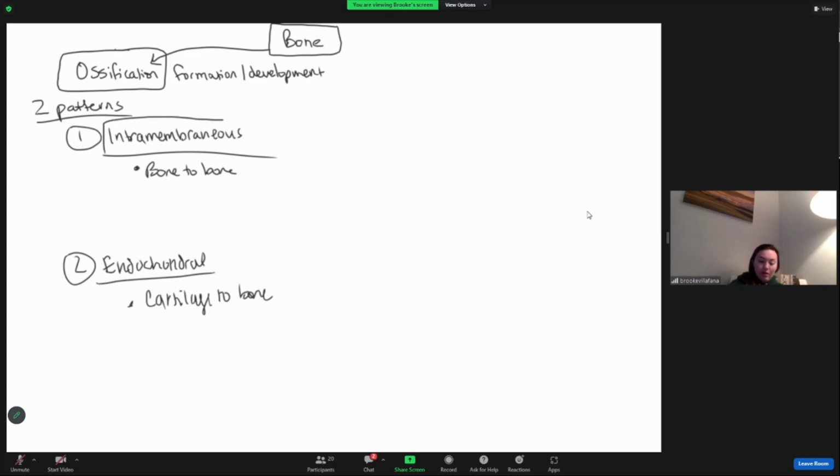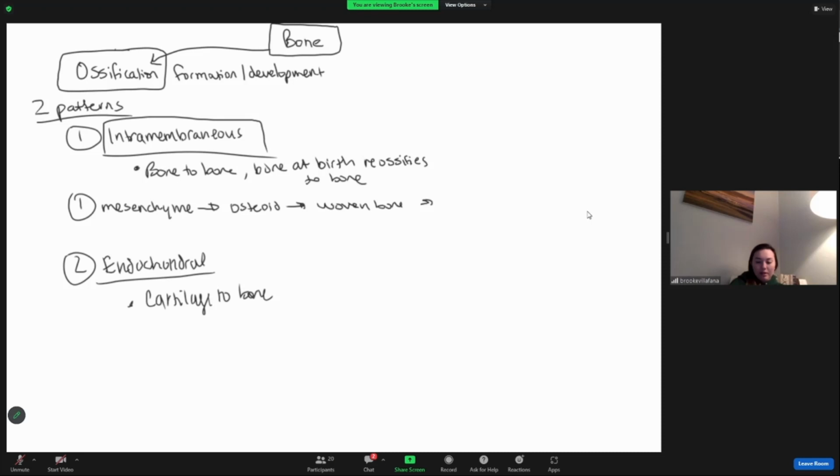So intramembranous ossification happens when bone reossifies to bone. This is when it's bone at birth, and then we're going to say it reossifies back to bone. You need to know the steps. So you need to know that it starts with mesenchyme, goes to osteoid, then to woven bone, then to lamellar, and then that is it. You just need to know those 4 steps.